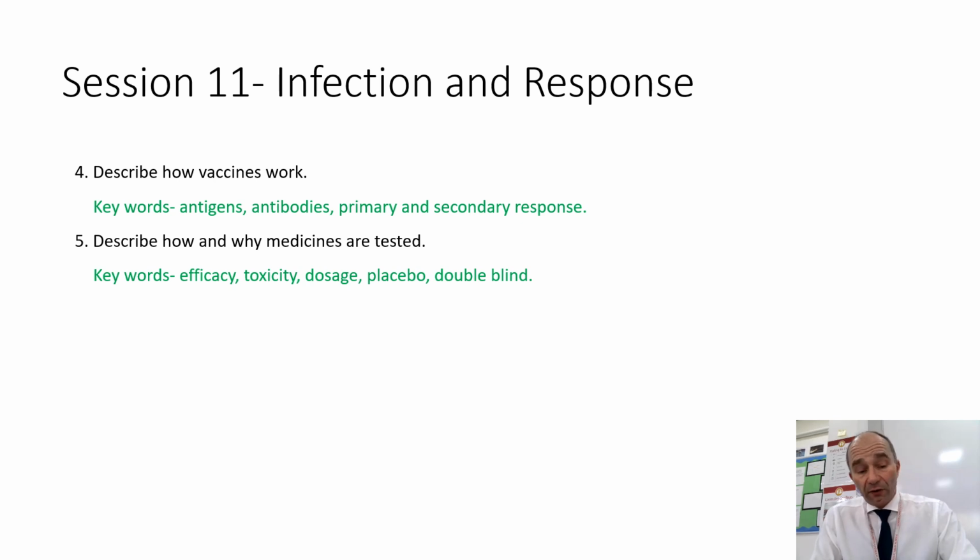Your fourth activity is to describe how vaccines work. Your key words there are antigens, antibodies, primary and secondary response. And then finally, describe how and why medicines are tested. So your key words there are efficacy, toxicity, dosage, placebo and double-blind.